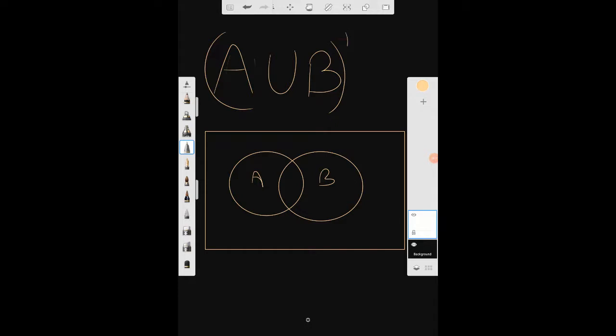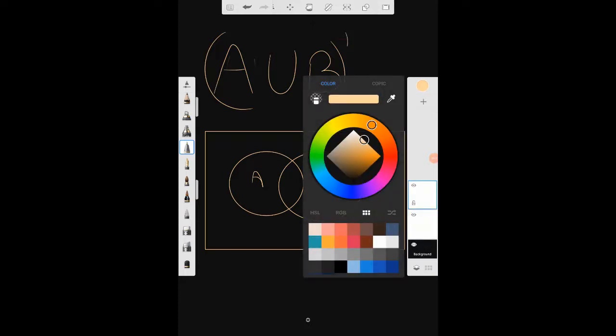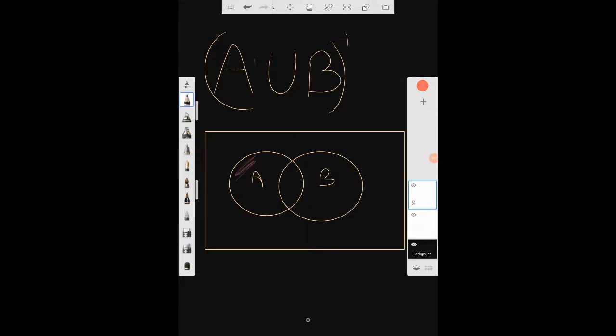Now the A union B, the whole complement. Let me first draw A union B, then you will understand what is not that. So A union B is this one. This is my A union B. We learned that last class. This is my A union B.